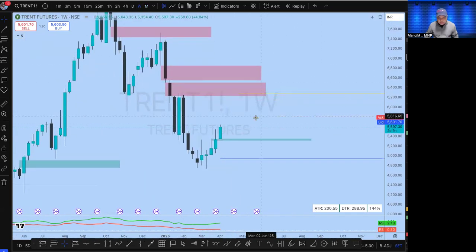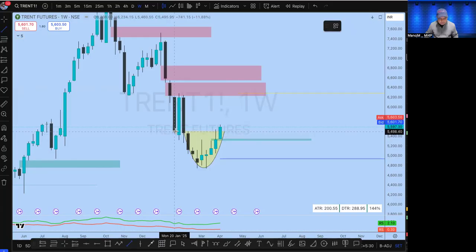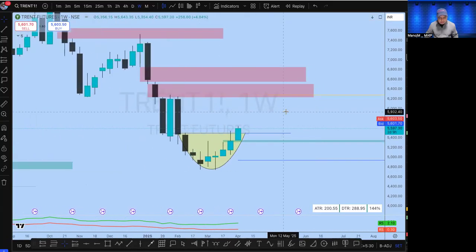So on the weekly, what we've seen is a consistent rise in the price over the last 1, 2, 3, 4, 5, 6 weeks. And there's a beautiful rounding pattern that has been created here. Pardon the drawing. And what we've done now is we've crossed this particular level, which was a significant level according to me, and we are edging higher. So this is as far as the weekly is concerned.